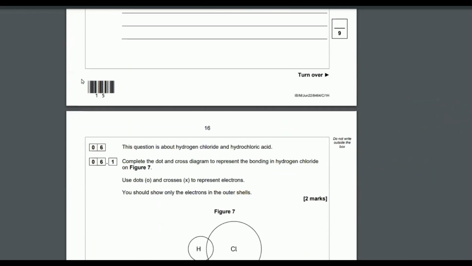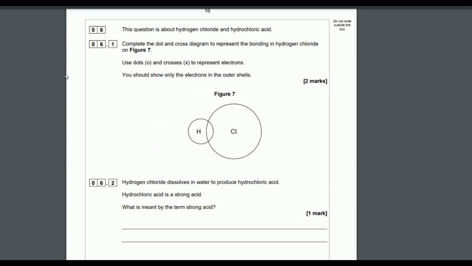Okay, we're on to question 6. This question is about hydrogen chloride and hydrochloric acid. Complete the dot and cross diagram to represent the bonding in hydrogen chloride on figure 7. Use O's and crosses to represent the electrons. You should only show the electrons in the outer shell, which is great news because if you go to your periodic table, chlorine is in group 7, so we know it has 7 electrons, and hydrogen has it's only got 1 electron.